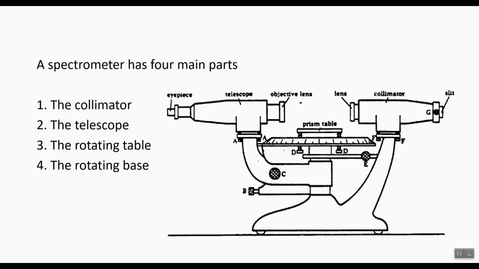Now let us see the important parts of a spectrometer. A spectrometer has four main parts: the telescope, the collimator, the rotating table, which is also known as grating table, and the rotating base.